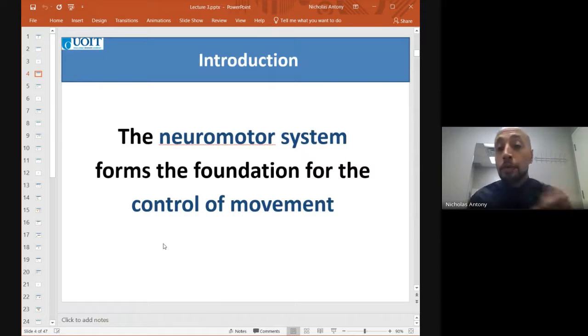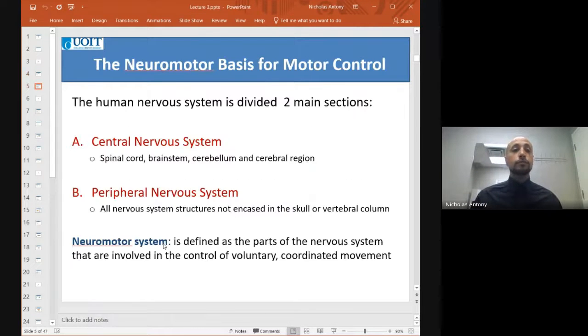So remember that the neuromotor system is our foundation for the control of movement. That just means that our connection of nerves to the muscle is how we voluntarily control our bodies. We control our movement from the top down. The human nervous system is divided up into 2 main sections.